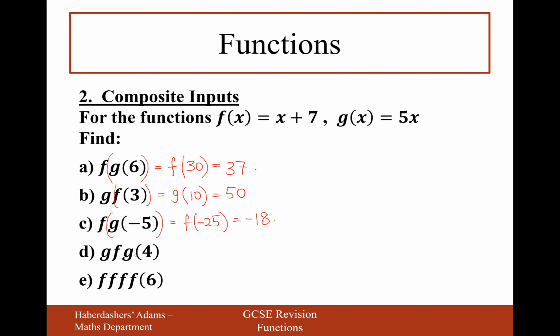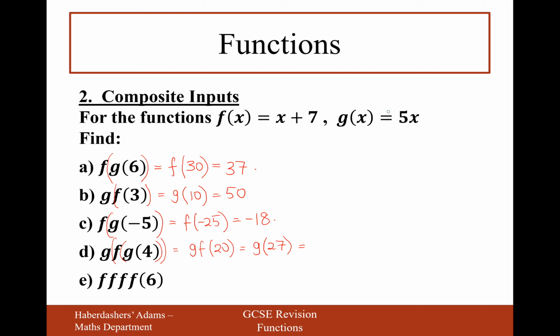With this function here, it's 3 functions, so I'll do the one closest to the number first, and then I'll work my way outwards. So gf can be the letters that stay at the front on the left hand side, and then I'm going to put 4 into the g function. That'll make it 20. Then I'll put 20 into the f function, so working my way backwards, 27.